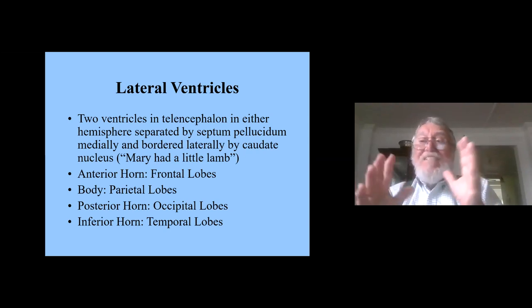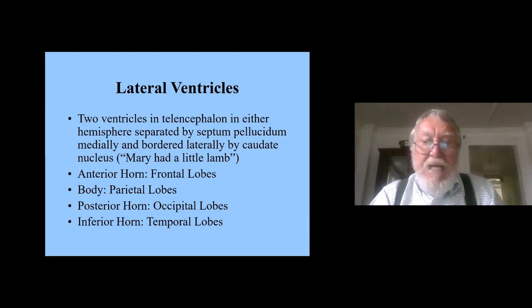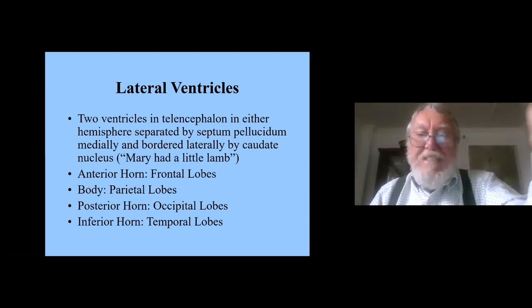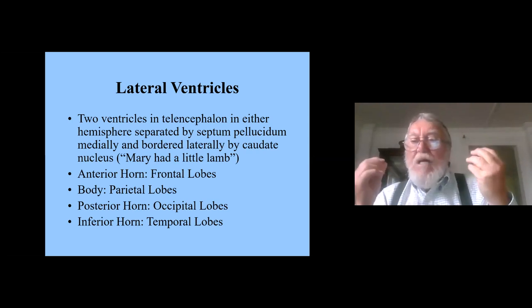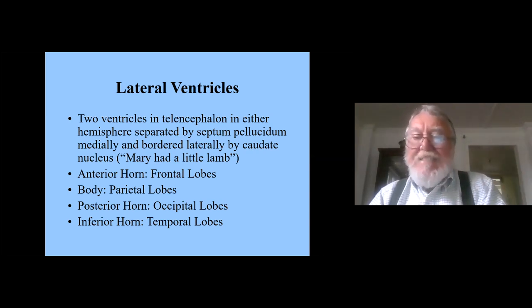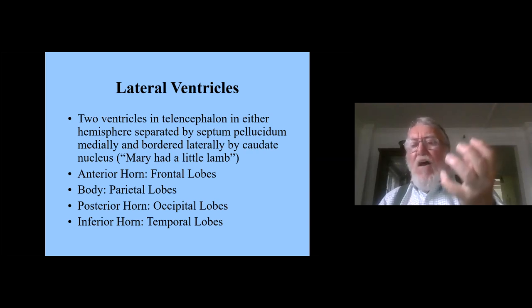So if we basically think of the ventricles as a room, the ceiling would be the corpus callosum, the floor would be the fornix, the medial portion of the room is the septum pellucidum, and then a structure that can invariably be found on the lateral surface of the lateral ventricles is a basal ganglia structure called the caudate nucleus, C-A-U-D-A-T-E.